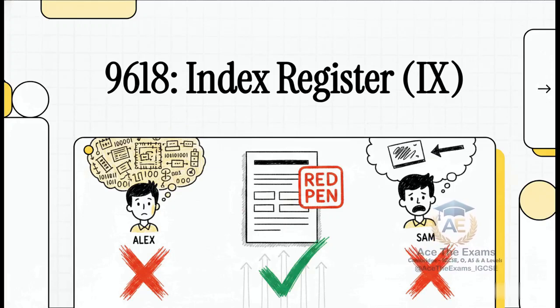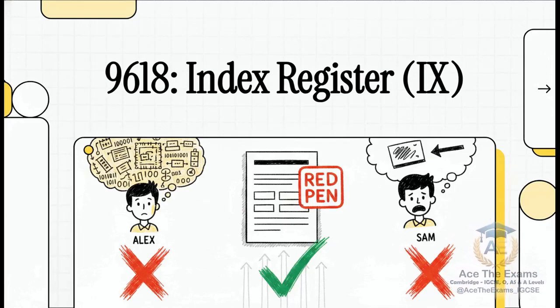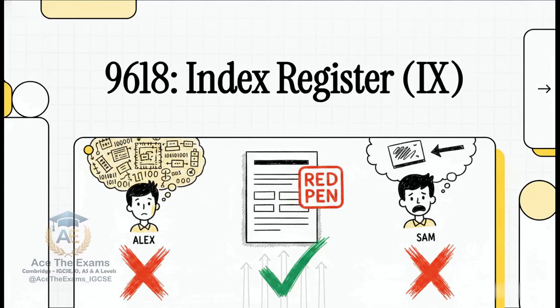On the other side of our split screen is Sam. Sam is the rusher. Sam completely ignores the command words in the prompt. Sam misses the explicit requirement to show working, skips all the logical steps, and just jumps straight to a final numerical answer. If we were to hand these papers to a senior Cambridge examiner right now and hold a red pen to them, it would be an absolute bloodbath of lost marks. Both Alex and Sam are leaving easy points on the table.